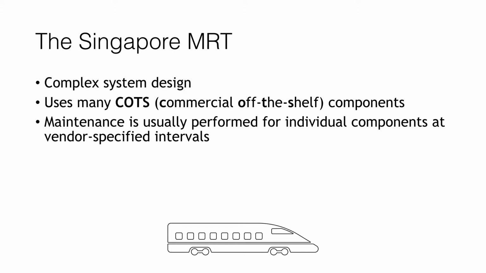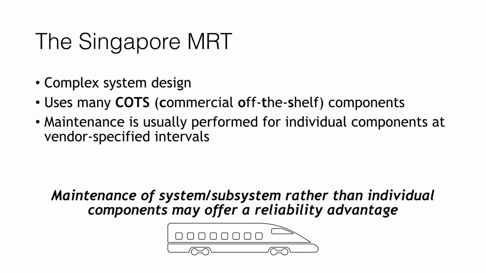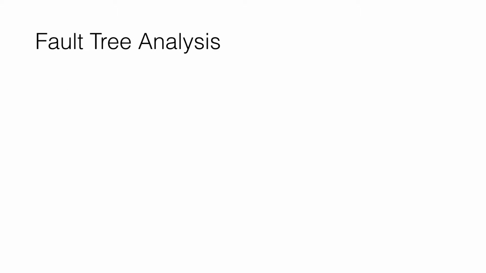But instead of doing maintenance per individual component, with recommendations that are usually vendor specified, if we look at whole systems, we can perform maintenance in a much more efficient manner, so that perhaps we confer a reliability advantage or some other advantage that is driven by data. And so one methodology which we can use to quantify reliability, and we're going to be talking about ways to do this specifically, is by using the fault tree analysis methodology.